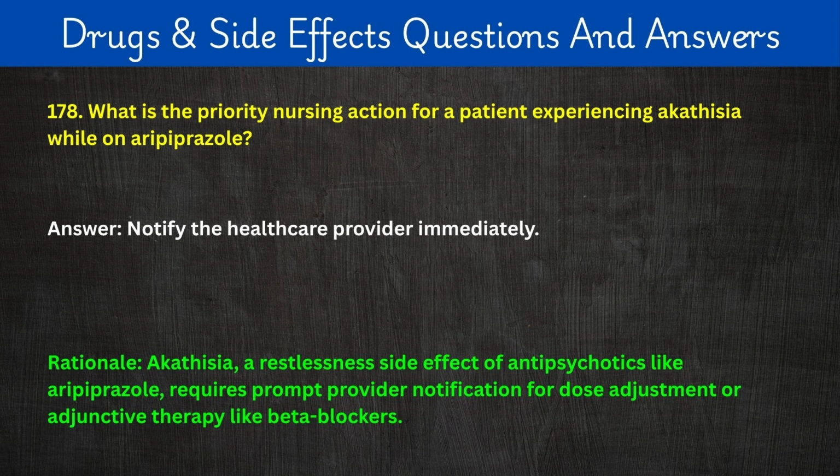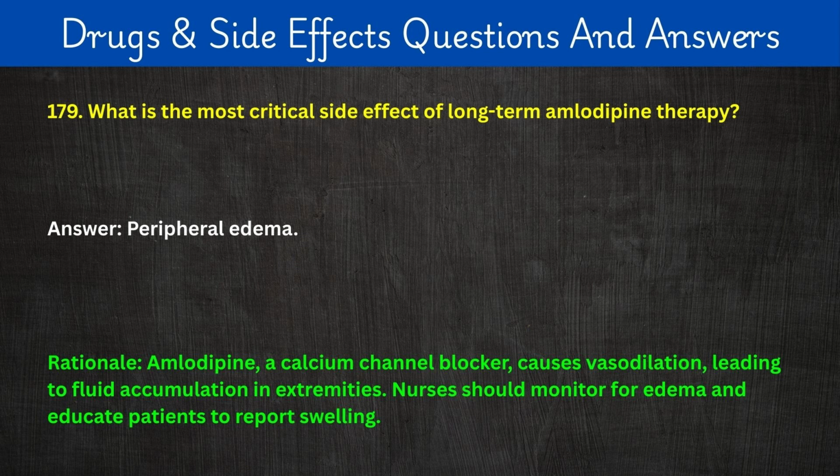like beta blockers. 179. What is the most critical side effect of long-term amlodipine therapy? Answer: peripheral edema. Rationale: amlodipine, a calcium channel blocker, causes vasodilation, leading to fluid accumulation in extremities. Nurses should monitor for edema and educate patients to report swelling.